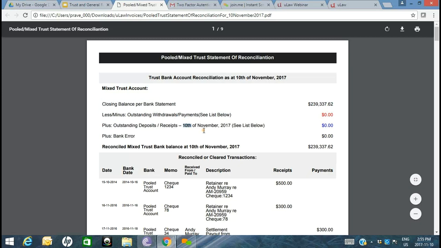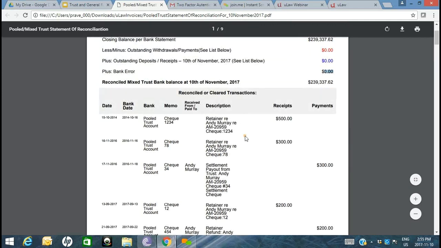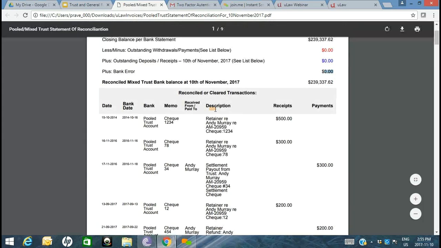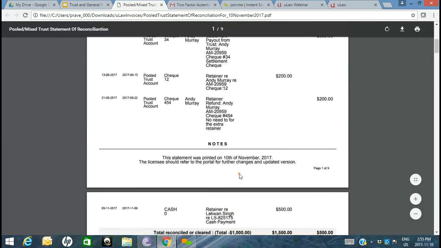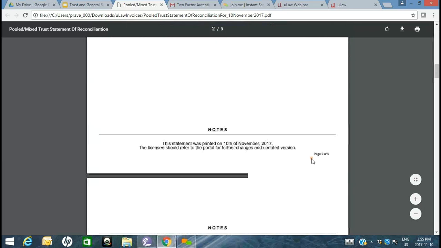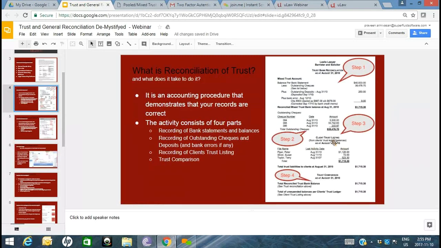If you look at these two documents side by side, step 1 is the pooled trust account, which talks about the balance. Step 2 is talking about outstanding checks and deposits. Step 3 is the client trust listing. The 4th are comparisons, right? If you look at our document, we've done the same thing. The mixed trust account, the balance from the bank statement as you provided it, any outstanding withdrawals and payments, any outstanding deposits as of this date, because this is the date when I generated this document, and any reported bank errors.